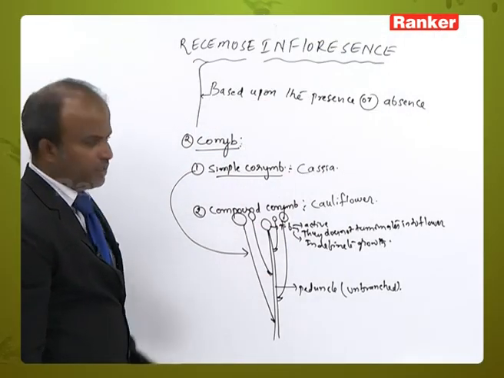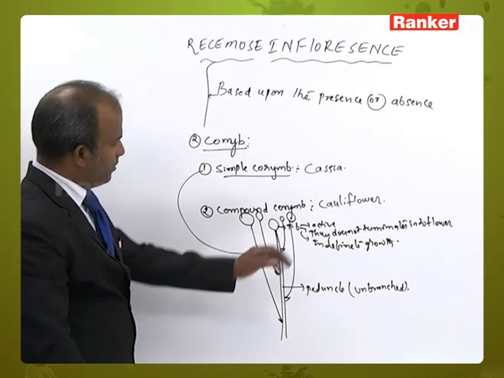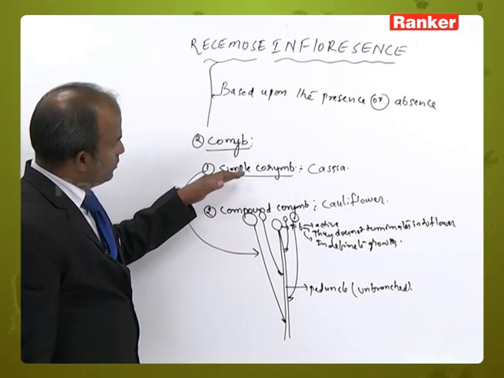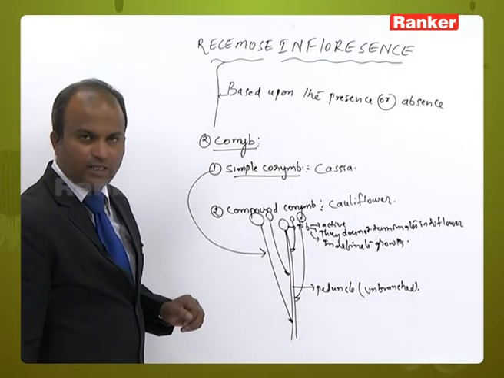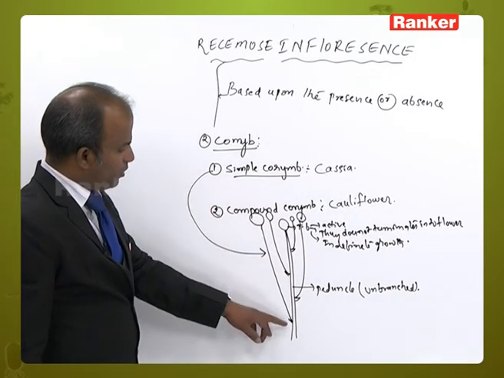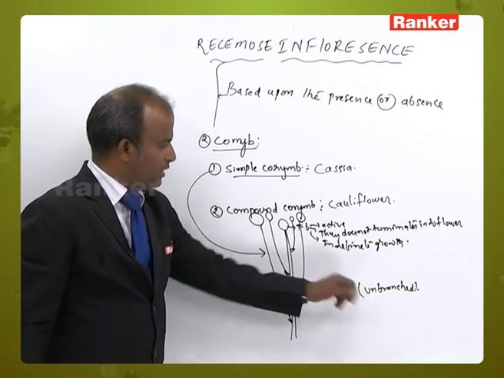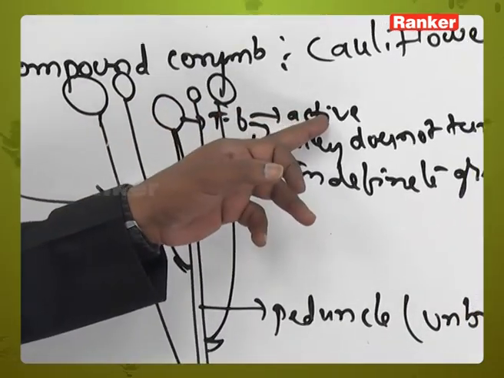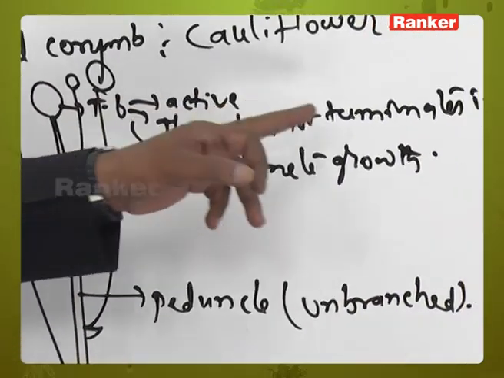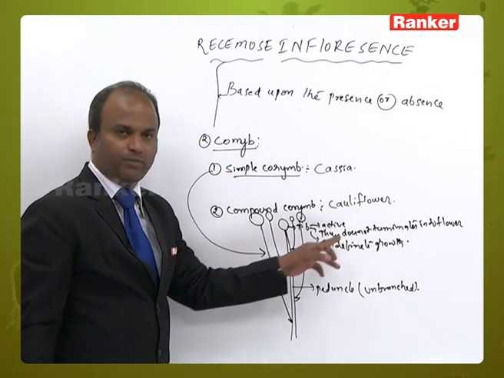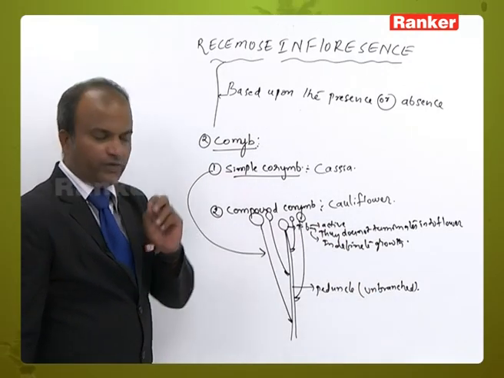Arranged in which manner here? Acropetal manner. Once again, I am explaining about this simple corymb. Simple corymb example is known as cassia. In this simple corymb, the peduncle is unbranched, whereas the terminal bud of the peduncle is active. That means it does not terminate into a flower, that means it shows indefinite growth.